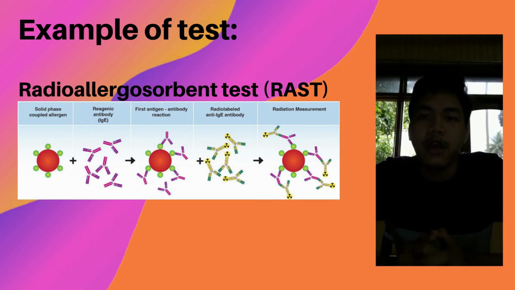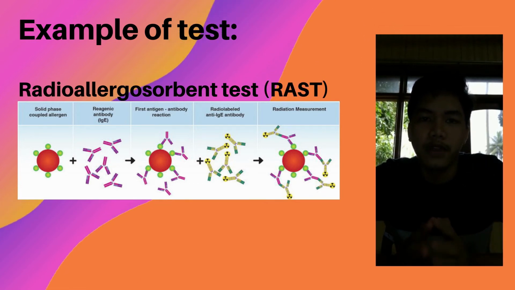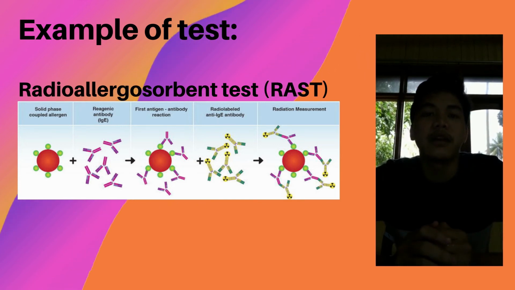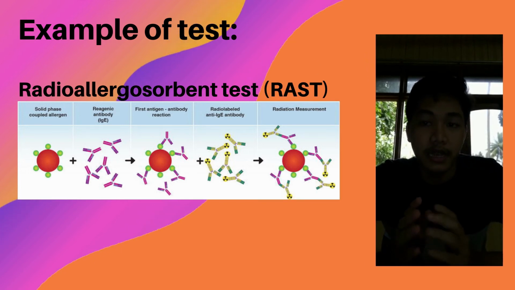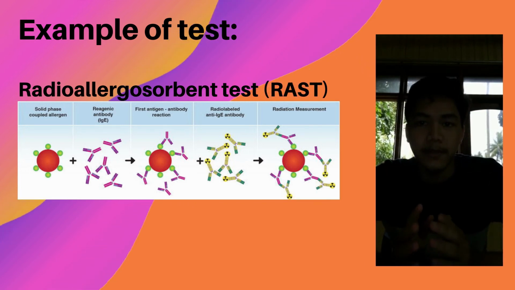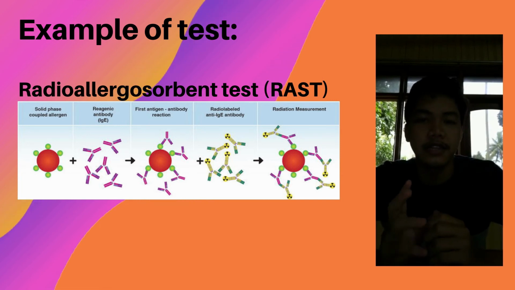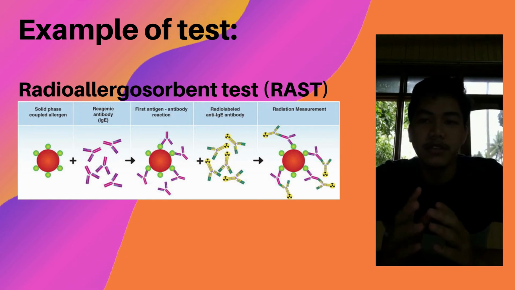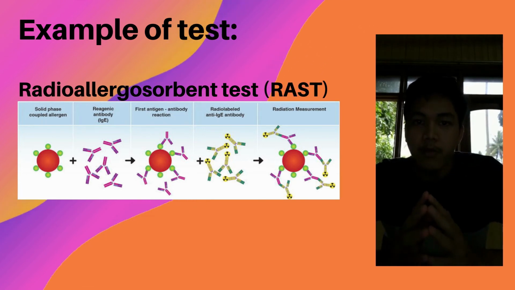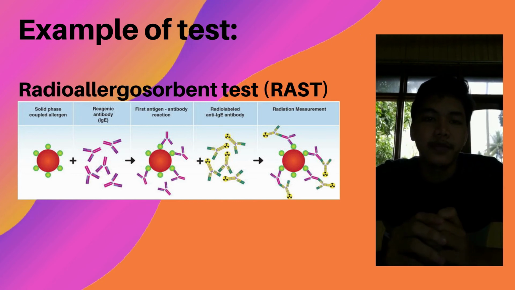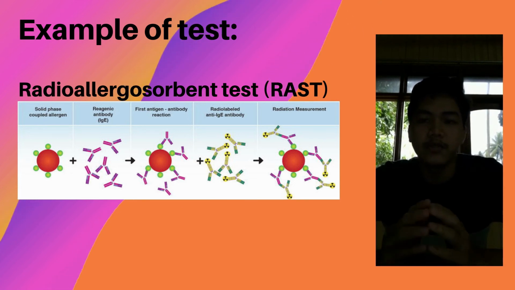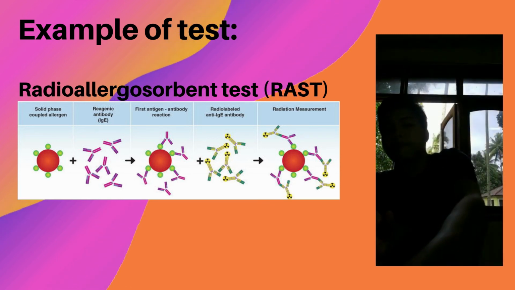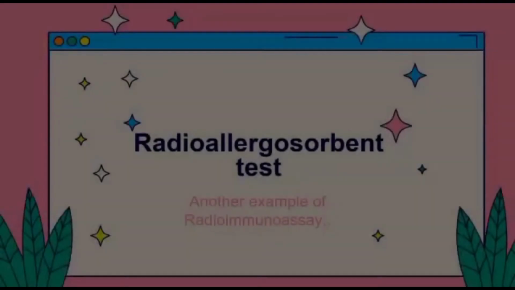Radioallergosorbent test, or RAST, is an example of radioimmunoassay test. It is a blood test used to determine to what substance a person is allergic. It is also a test that is different from the skin allergy test, which determines allergy by the reaction of a person's skin to different substances. Both of these tests have similar diagnostic values in terms of sensitivity and specificity.